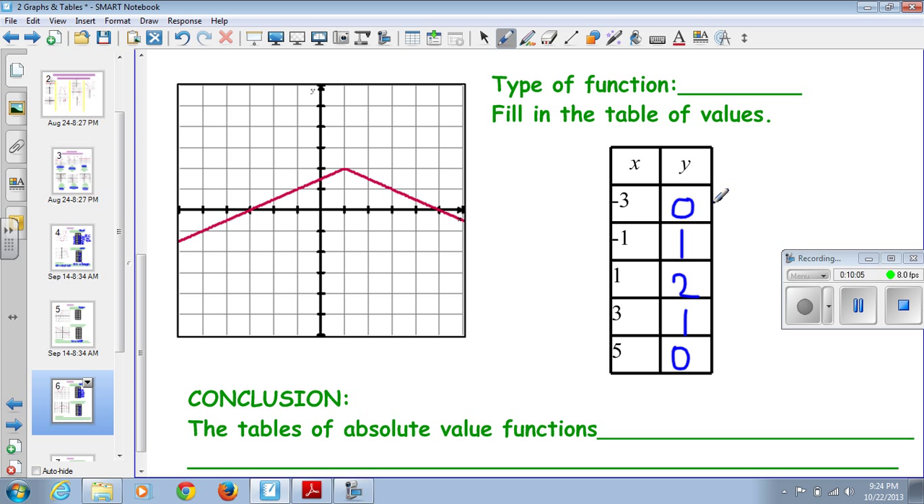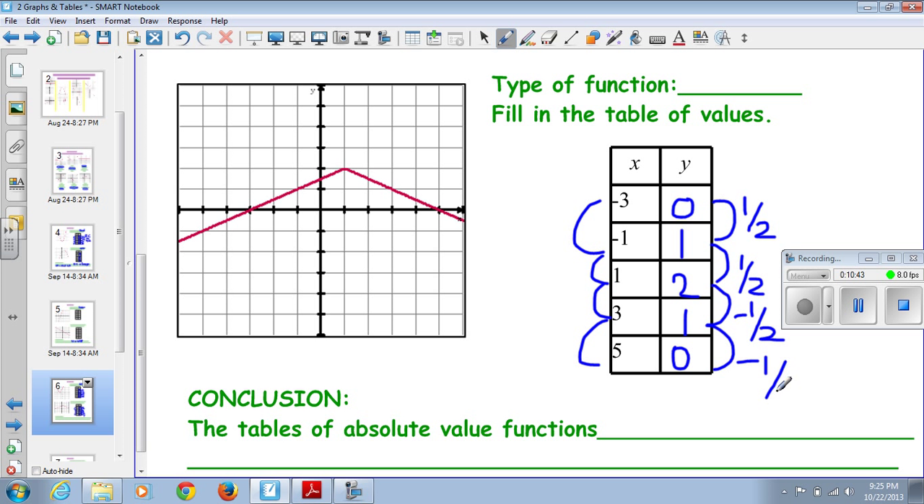So we notice here we're going up by 1, up by 2. Rate of change, 1/2. Up by 1, up by 2, 1/2. Now we hit our reverse point. We go down by 1, up by 2, so we're at negative 1/2. And we're still going down by 1, still going up by 2. We're still at negative 1/2.